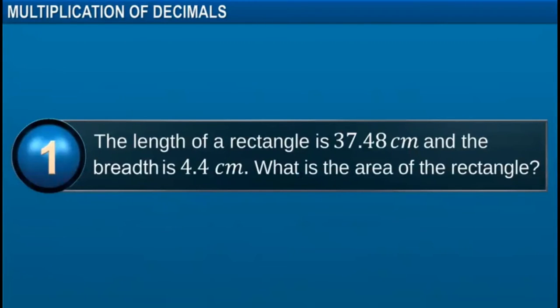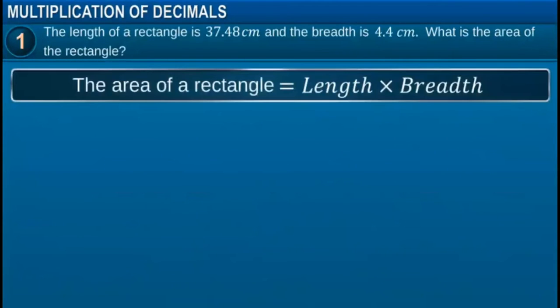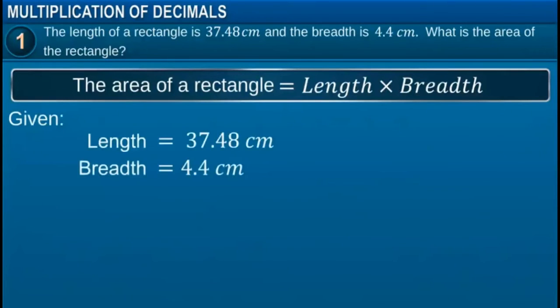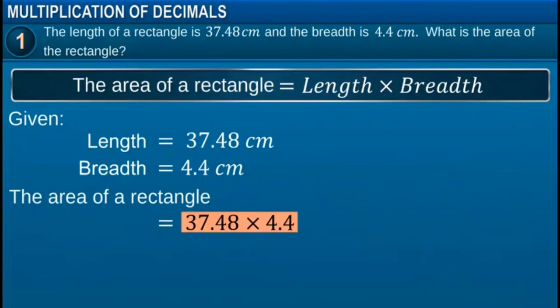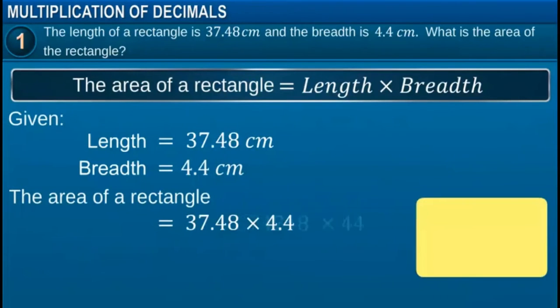The length of a rectangle is 37.48 centimeters and the breadth is 4.4. What is the area of the rectangle? The formula to calculate the area of a rectangle is length multiplied with breadth. We substitute the values of length and breadth in the formula. We multiply the two decimal numbers as shown. Now, we insert the decimal point.